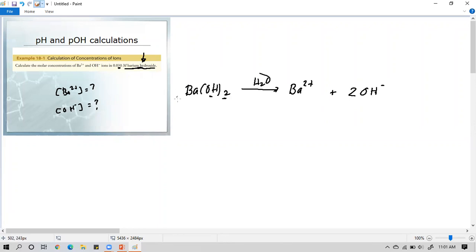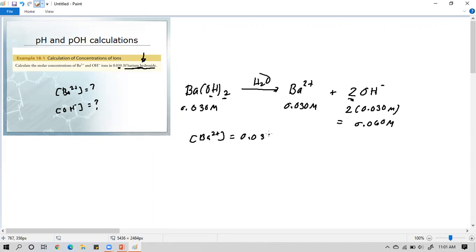Okay. So, we have 0.030 molar here. When it dissolves with complete ionization, it will yield 0.030 molar barium. While for hydroxide, since it is 2 times, 2 times 0.030 molar equals 0.060 molar. Therefore, the concentration of our barium ion is 0.030 molar, while the concentration of our hydroxide ion is 0.060 molar. That's the answer for sample problem 18-1 based on the book of Whitten, Davis, and Peck.